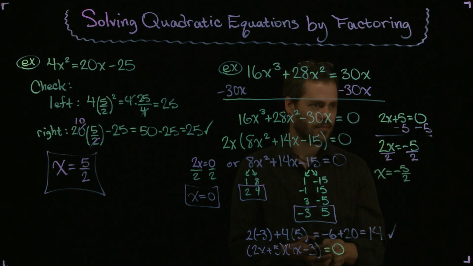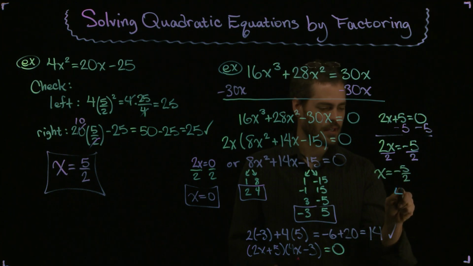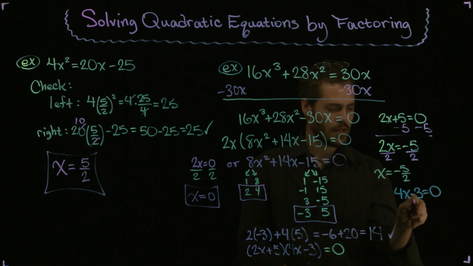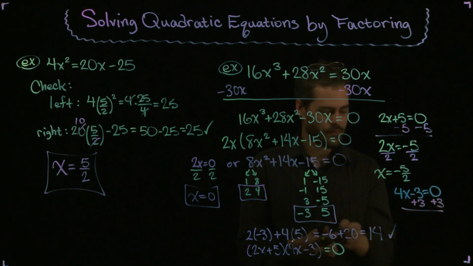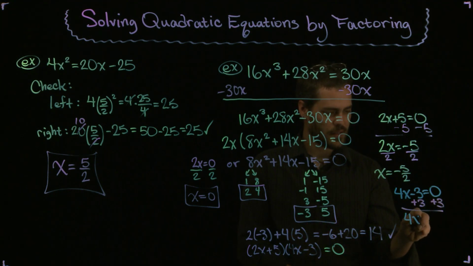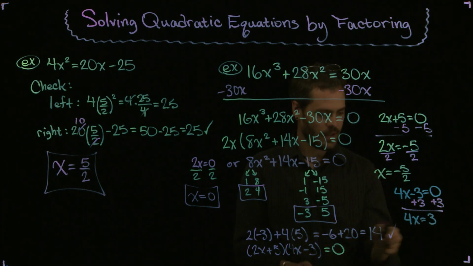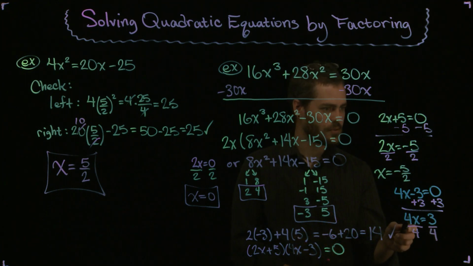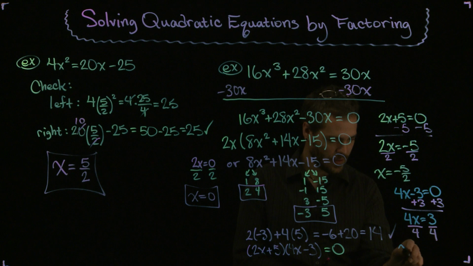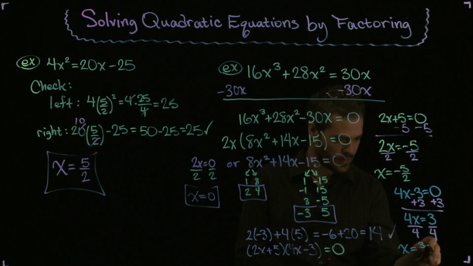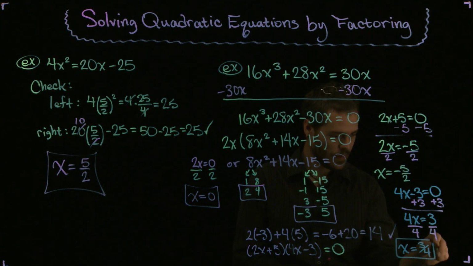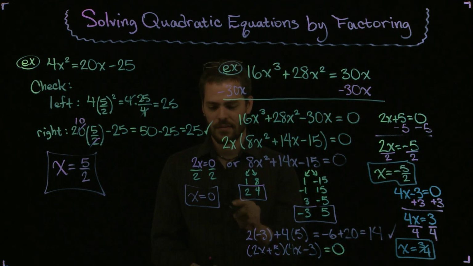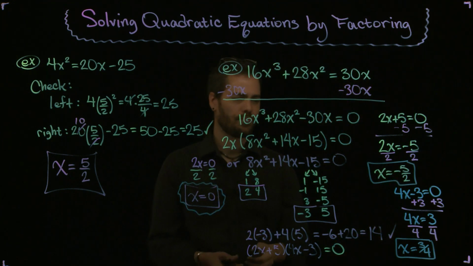And 4x minus 3 is equal to 0 is the last thing we have to solve. 4x minus 3 is equal to 0, so I'm going to add 3, running out of space. Okay, there we go. And we have ourselves a final solution here of X equals 3/4. So we've got x equals 3/4, we've got x equals negative 5/2, and don't forget about the one that we started with, x equals 0.